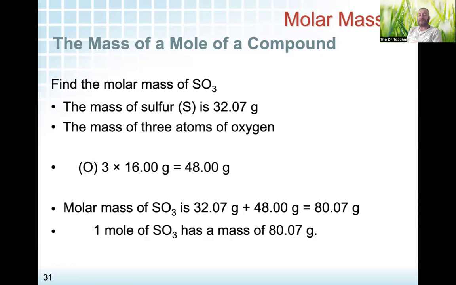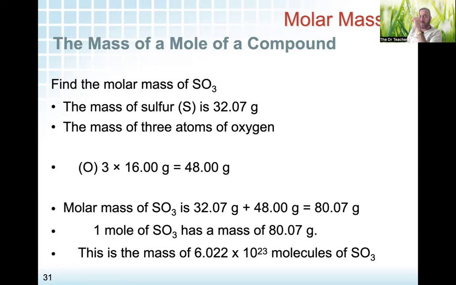So 1 mole of SO3. Okay. Now listen. 1 mole of SO3 has a mass or molecular weight of 80 gram. But how many atoms are there? It's Avogadro. 1 Avogadro. So in 1 mole of SO3, it has 80.07 gram. It has 1 Avogadro number in SO3, which is 6.022 times 10 to the power 23.